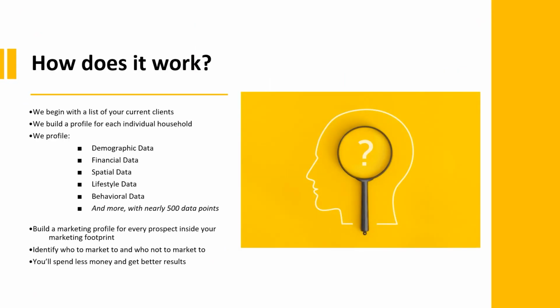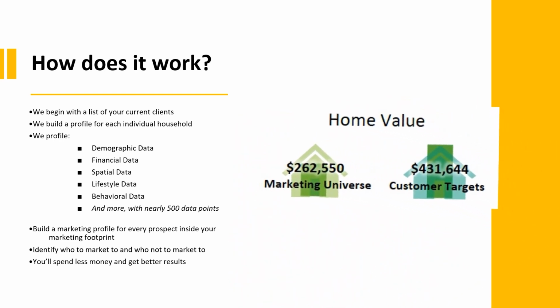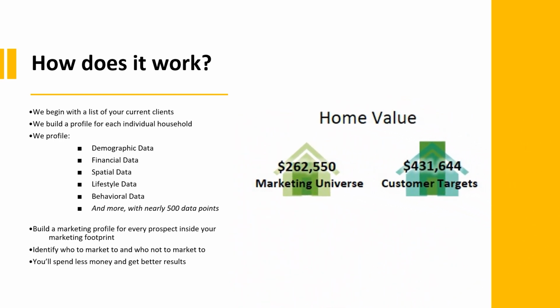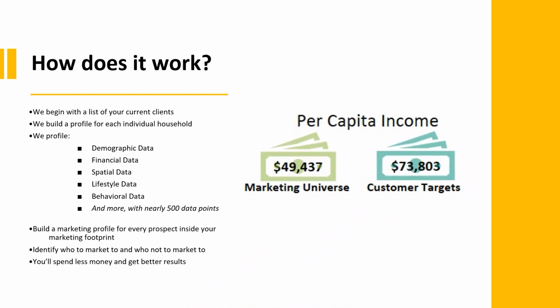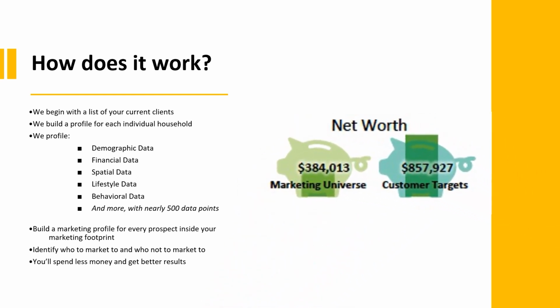This is how it works. We start by building a detailed household profile of all your current customers. We analyze nearly 500 different data points, from demographic, financial, spatial, lifestyle, and behavioral data. With that much data, we can build a very detailed picture of what your current customer looks like. We then identify your marketing footprint, the geography where your customers live.